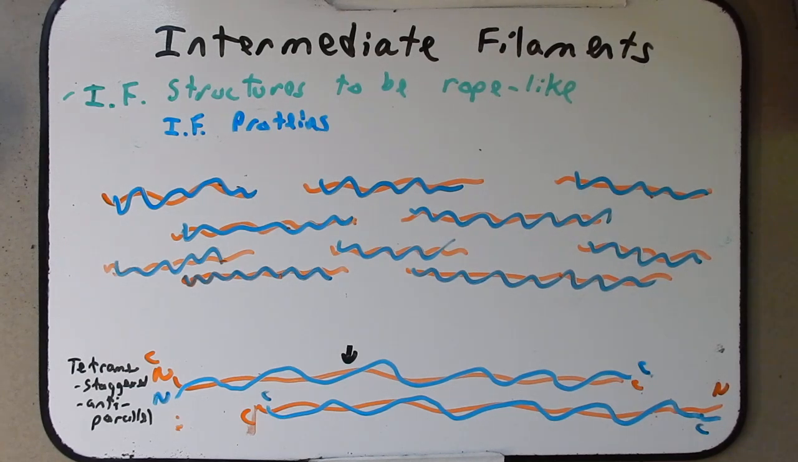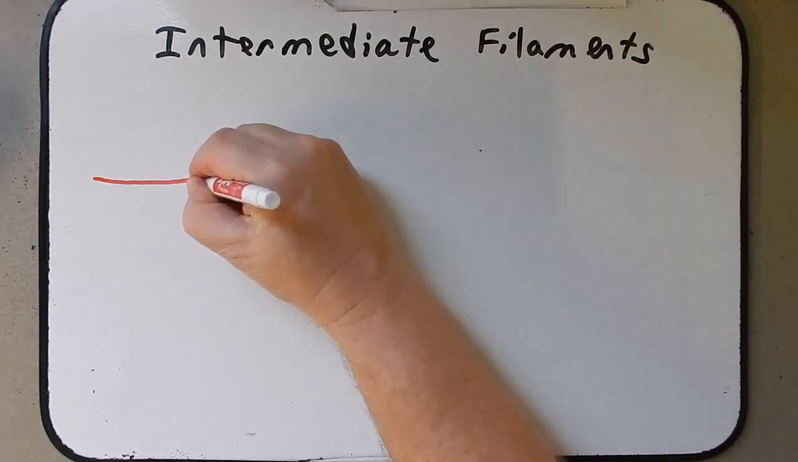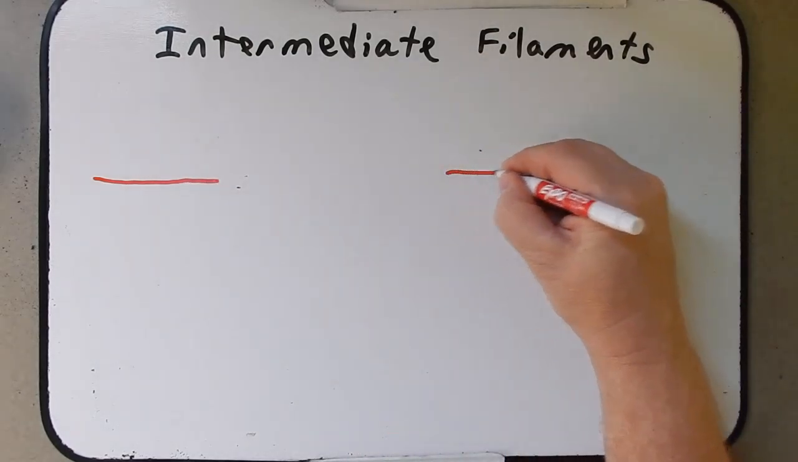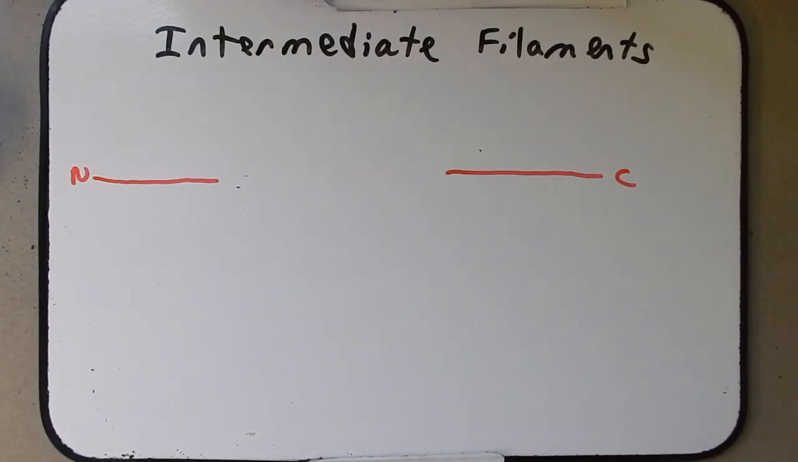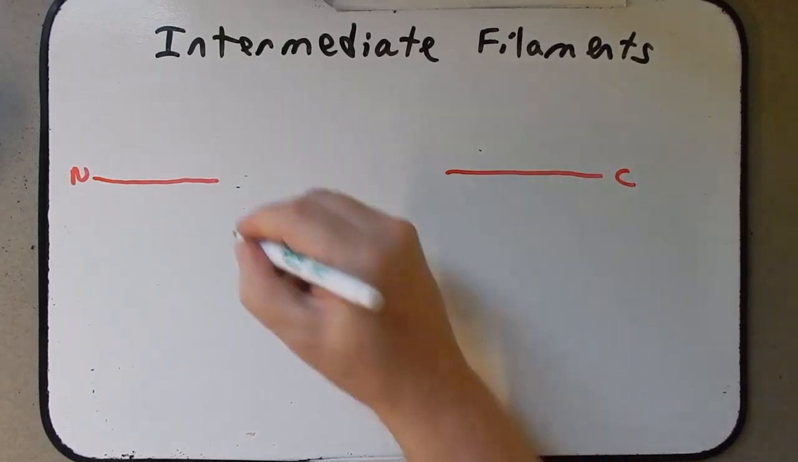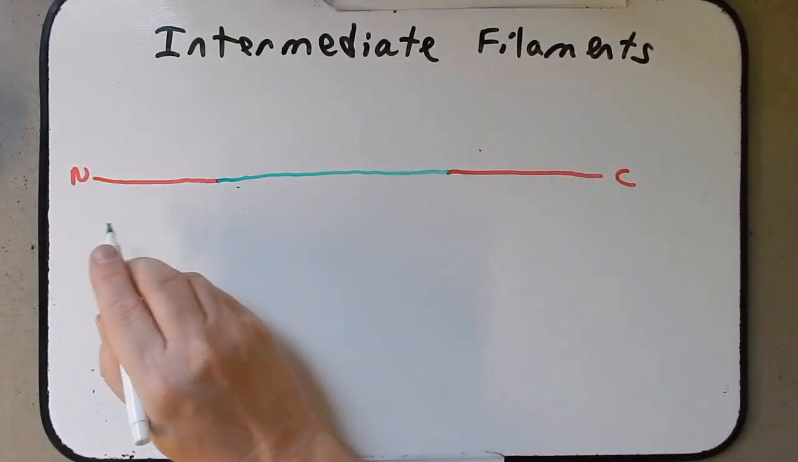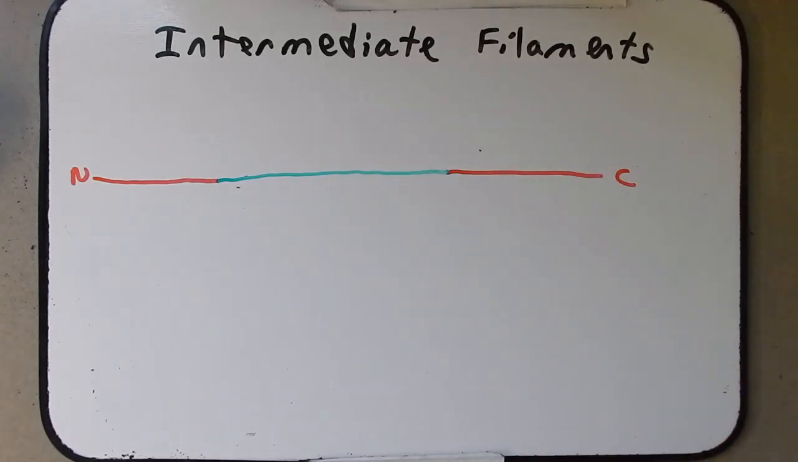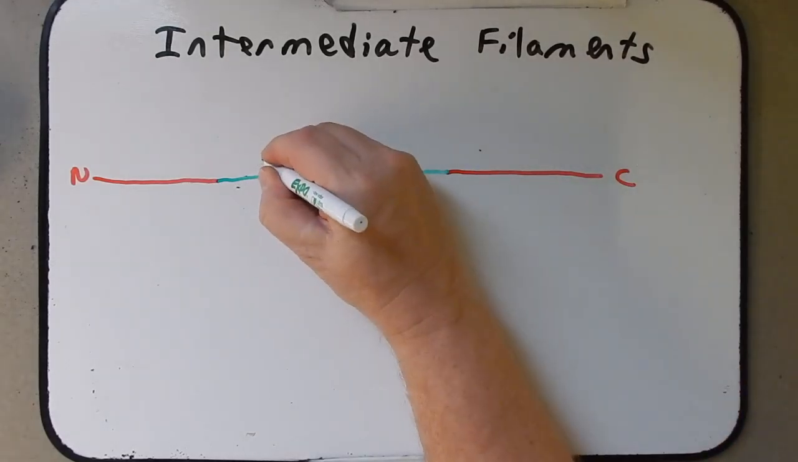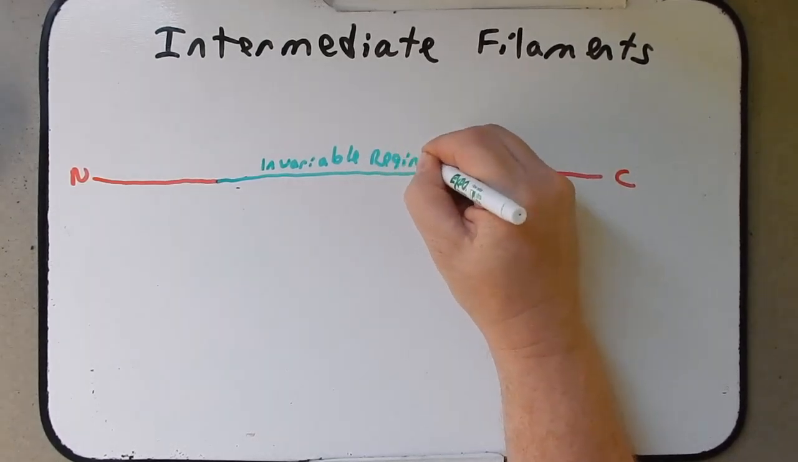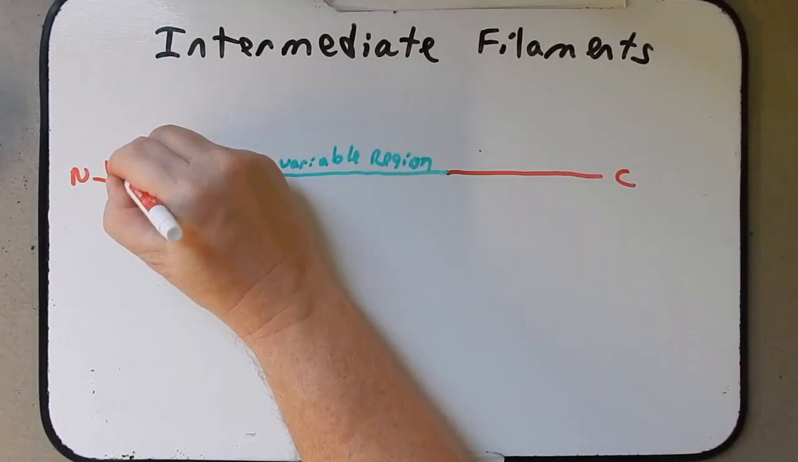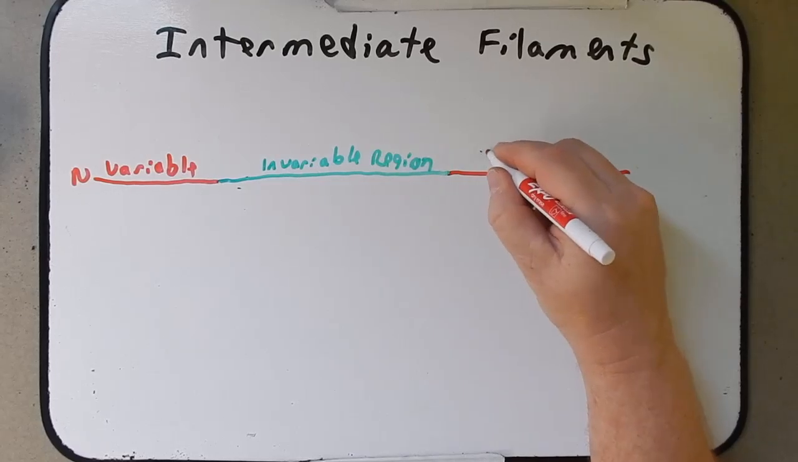Now what I would like to do is talk more specifically about these filaments and the different parts of the filament. So let's look at a single filament and talk about the parts of it. This is just drawing it N terminus to C terminus, and I'm going to make it 2 different colors here, and I'll explain why in a moment. But it's still the same protein, the same filament. Here we have the invariable region. Over here we have the variable regions.